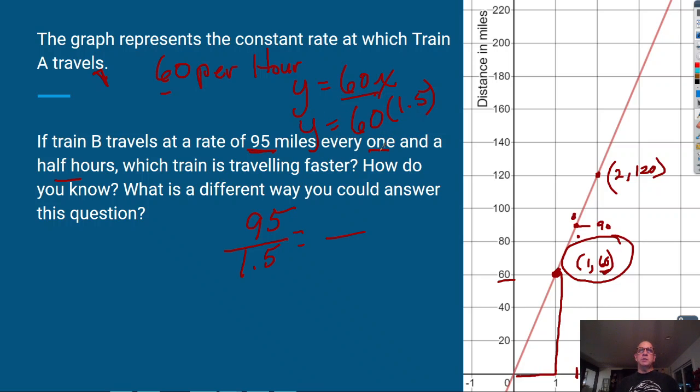So 60 times 1 is 60. Half of 60 is 30. So 60 times 1.5 would be 60 plus 30, which would be 90. So this train, at 1.5 hours, would go 90 miles. And this train at 1.5 hours would go 95 miles. So which train is going faster? Train A that goes 90 miles in 1.5 hours, or train B that goes 95 miles in 1.5 hours? Well, looking at it that way, this one is definitely faster because it goes 95 miles in 1.5 hours.